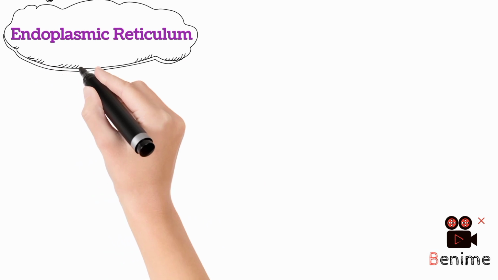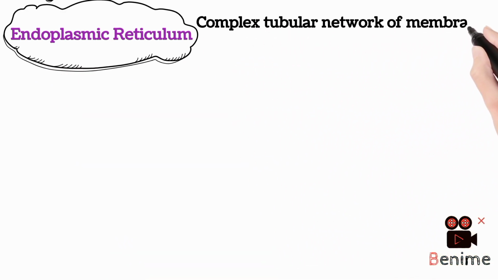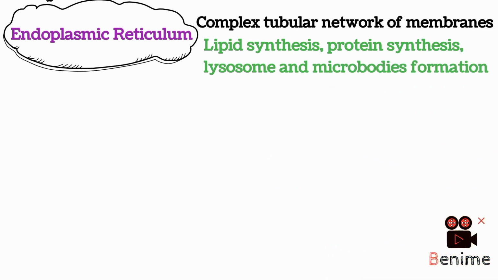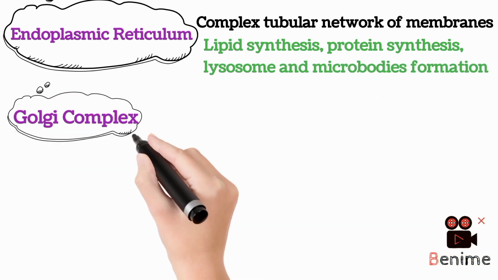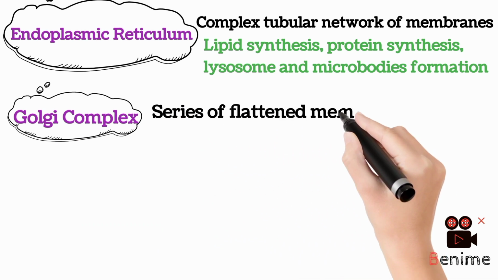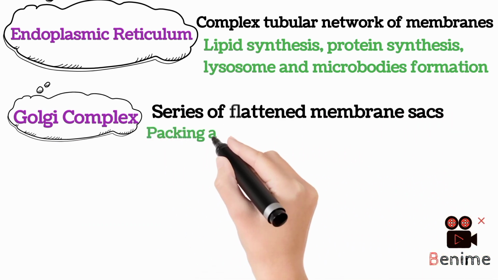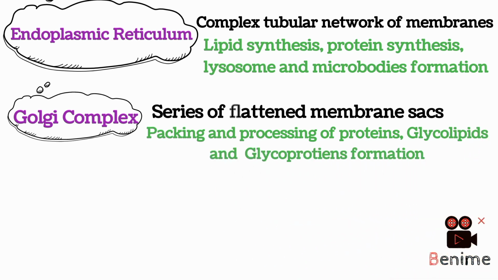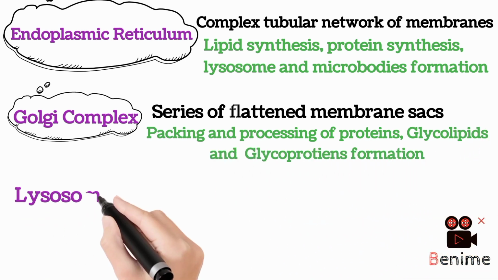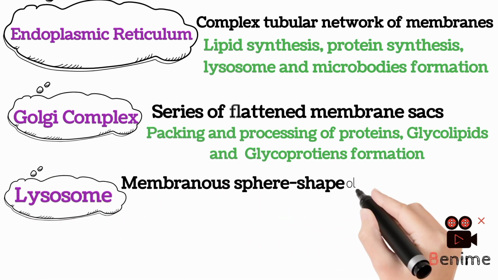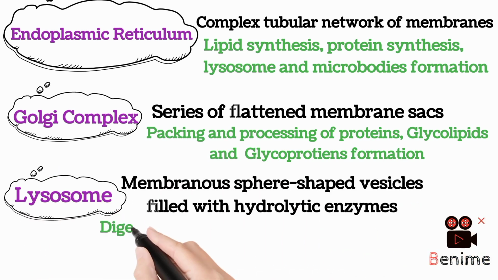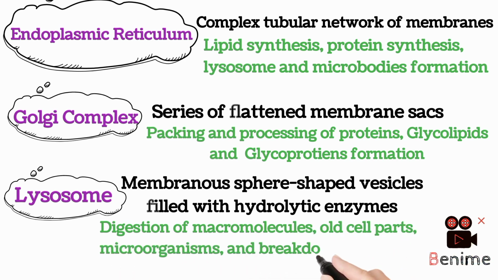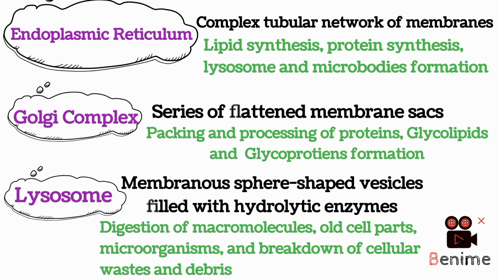Endoplasmic reticulum. The endoplasmic reticulum is a complex network of membranes that functions in lipid synthesis, protein synthesis, and lysosome and microbody formation. Golgi complex. The Golgi complex is a series of flattened membrane sacs. It is involved in packing, modification and processing of proteins, and glycolipid and glycoprotein formation. Lysosome. Lysosomes are membranous sphere-shaped vesicles filled with hydrolytic enzymes that play a role in digestion of macromolecules, old cell parts, microorganisms and breakdown of cellular wastes and debris.